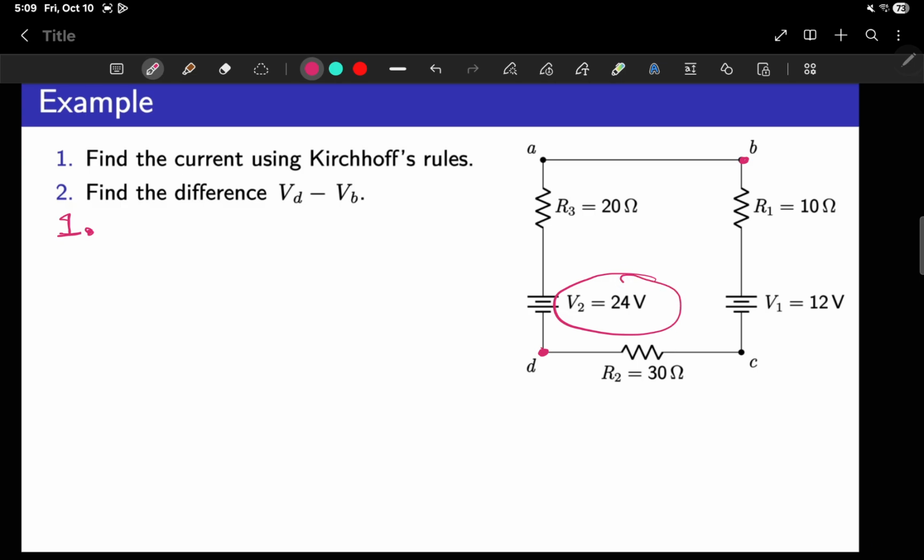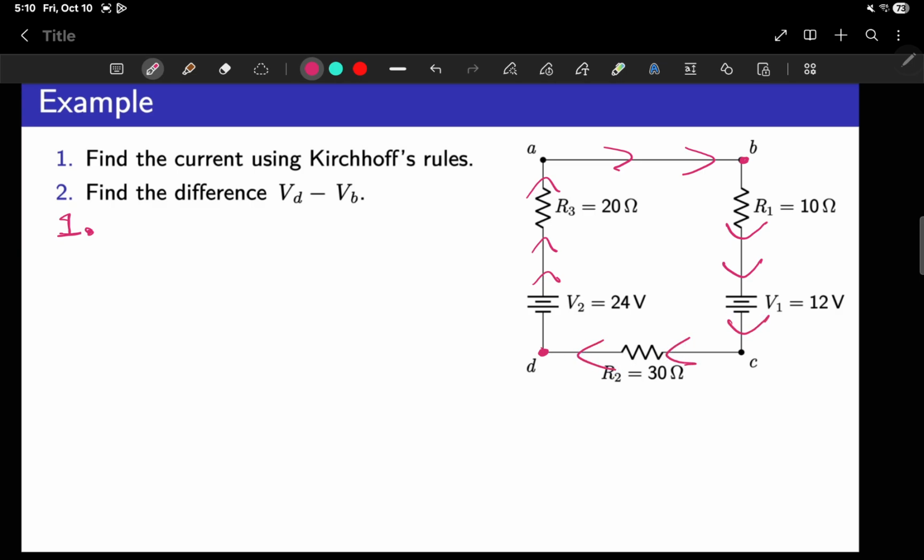This battery is 24 volts strong. The other battery is 12 volts strong. 24 is greater than 12. So that means that V2 is the stronger battery. The 24 volt battery is the stronger battery. Because of that, the current will move this way out of that stronger battery, and it will flow into battery V1. Battery V1 will yield to battery V2.